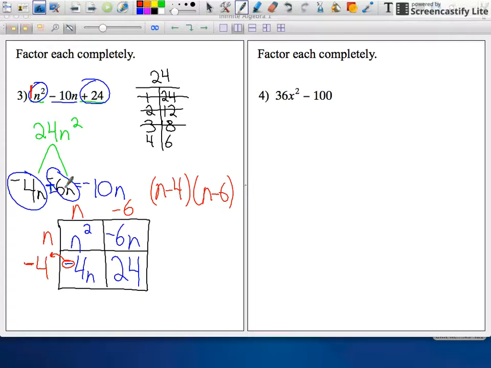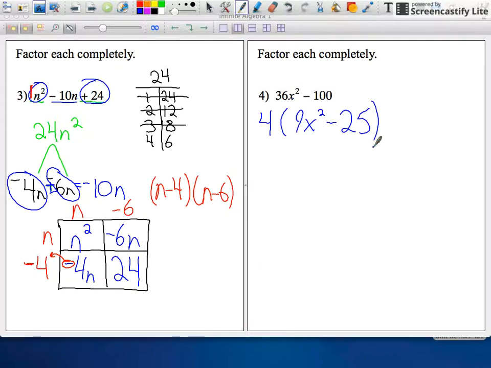Okay? On to number 4. This one only has 2 pieces. So I'm already thinking maybe it's a difference of perfect squares, but before I do any of that, I want to go ahead and greatest common factor this. I can see off the top of my head that 4 goes into both of these, because 4 times 9 gives me 36, and I know 4 is going to go into 100. So if I take a 4 out of both, I get 9x squared minus 25. Now again, you don't have to do that, but it makes the problem a lot easier.